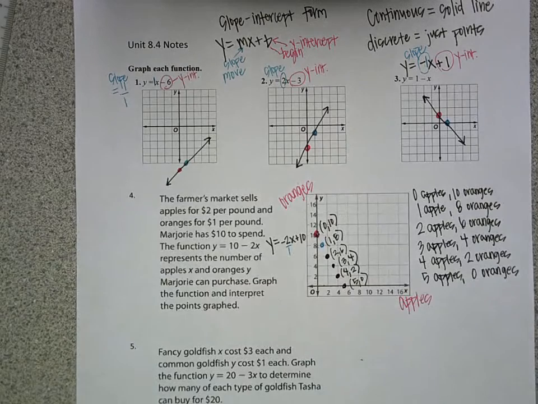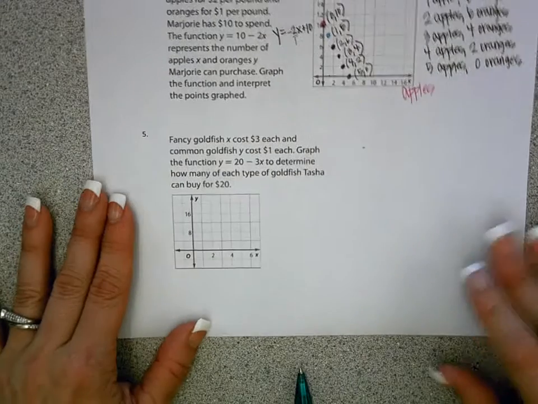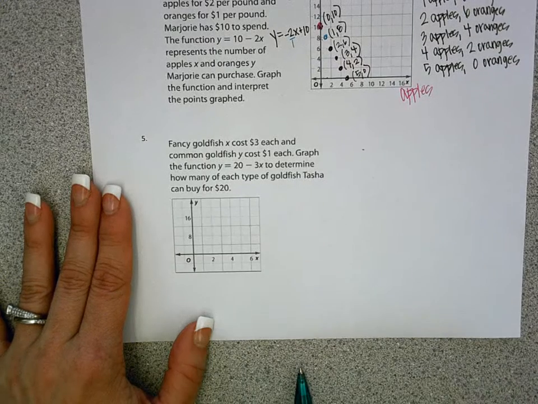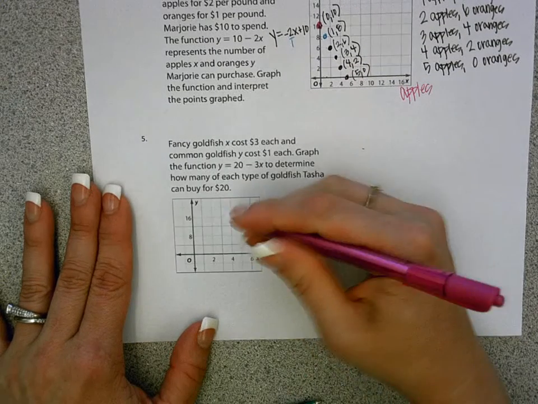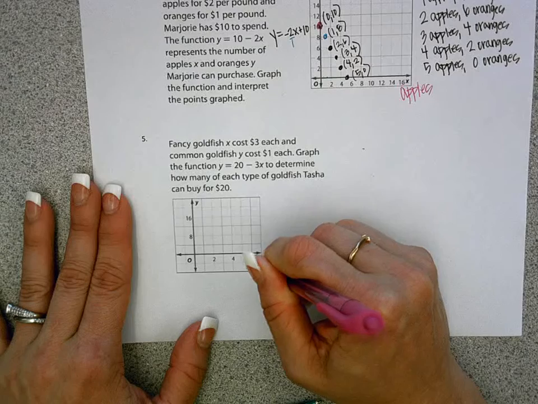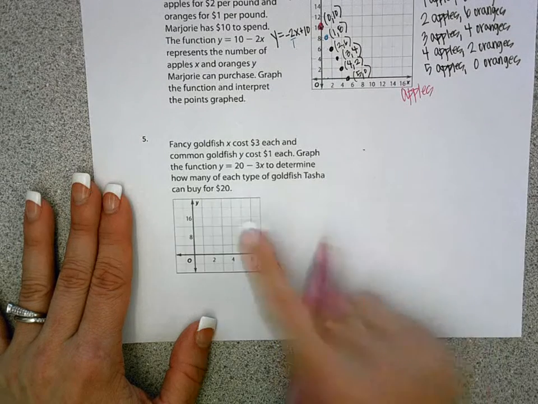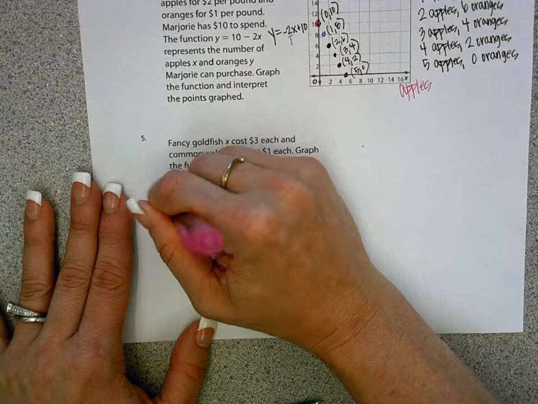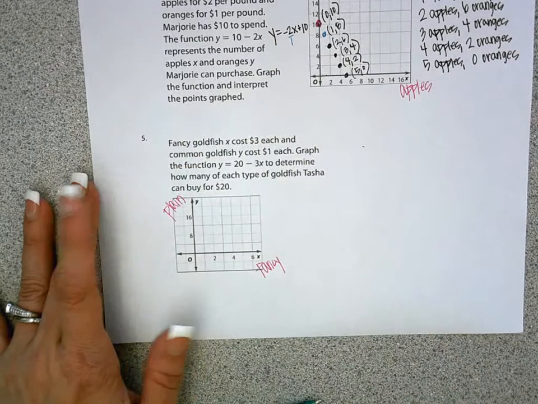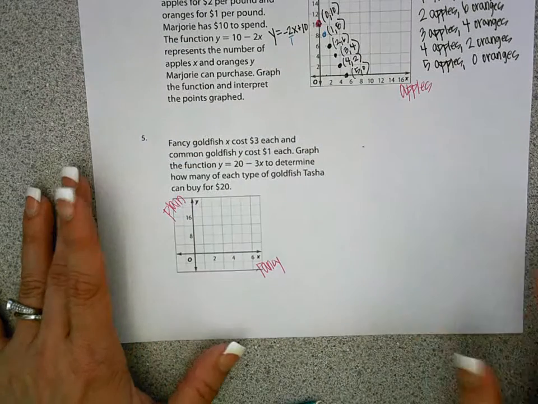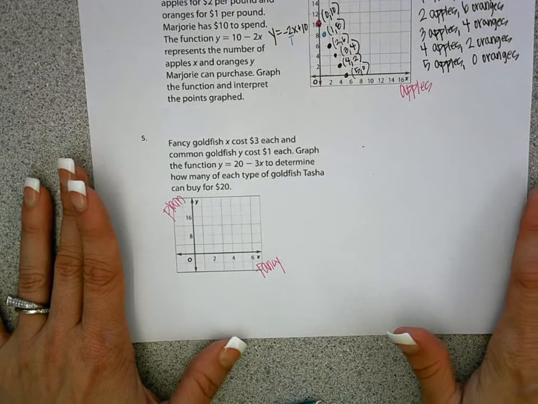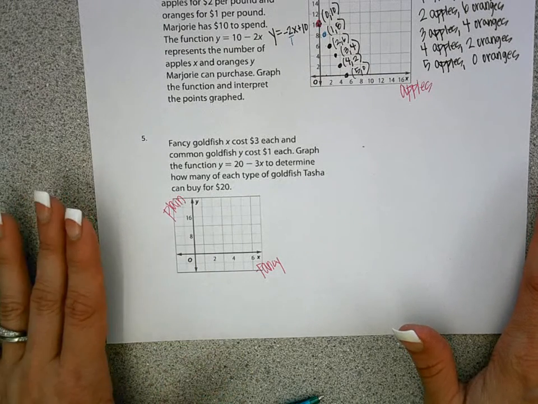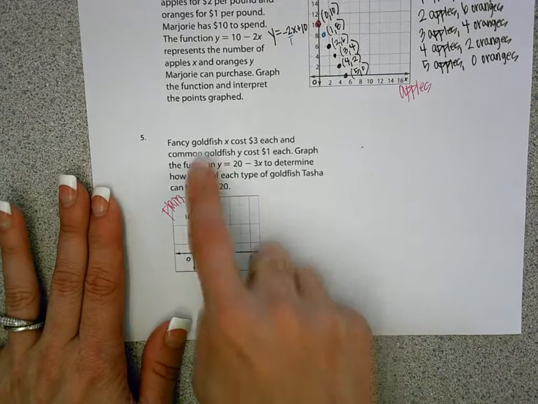Well, okay. Next one. Last one. It says fancy goldfish. Fancy goldfish is the X. Okay? So automatically, let's label this. The X is fancy goldfish. Cost $3 each, and common goldfish, so plain goldfish basically, not fancy ones, cost $1 each. Graph the function y equals 20 minus 3x to determine how many of each type of goldfish Tasha can buy for $20. So, first off, what's wrong with this graph?